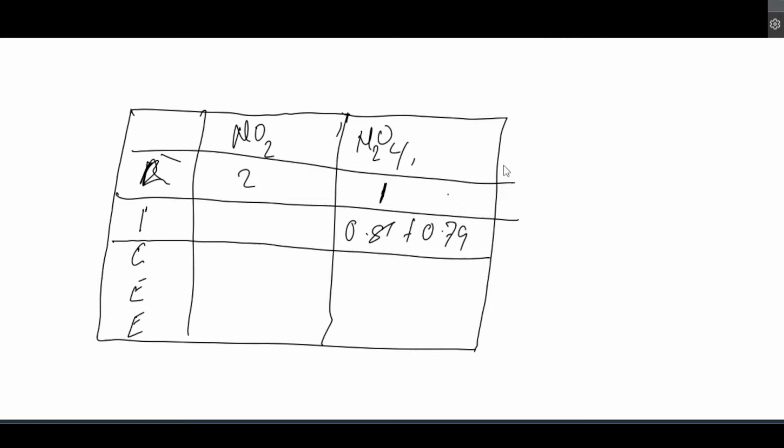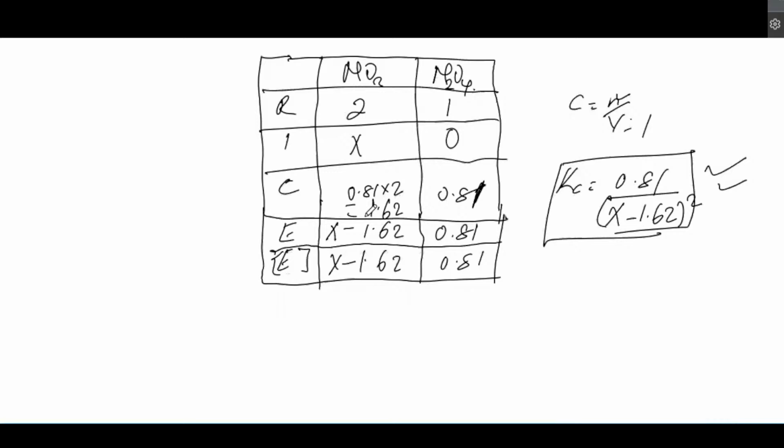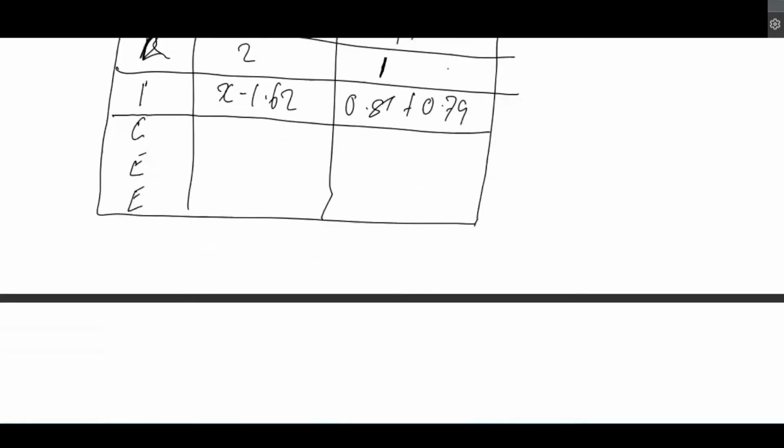It only changed at equilibrium. Therefore, it's going to be x minus 1.62. Yes, I got it there. I got it from what we calculated at equilibrium. Yes, so you should not be confused.